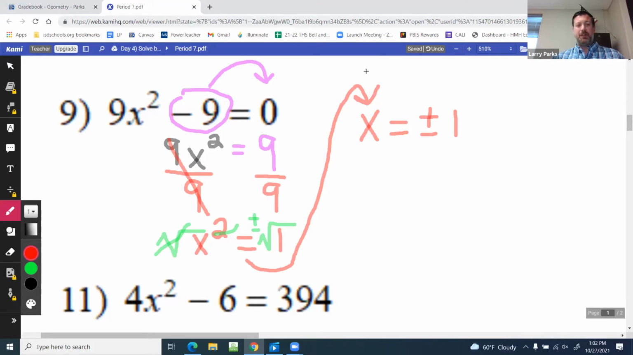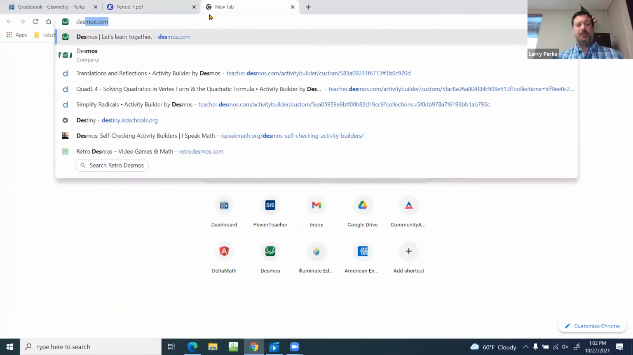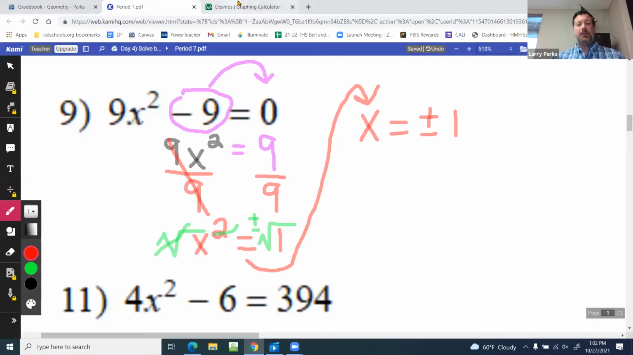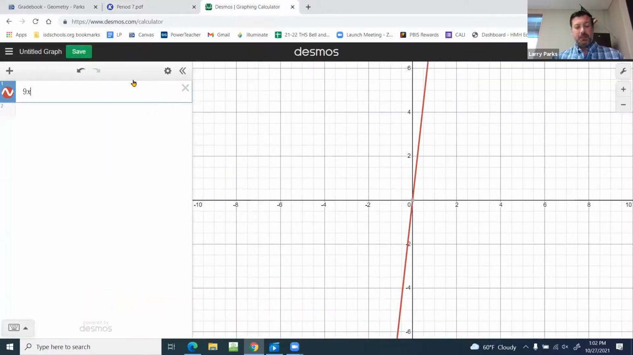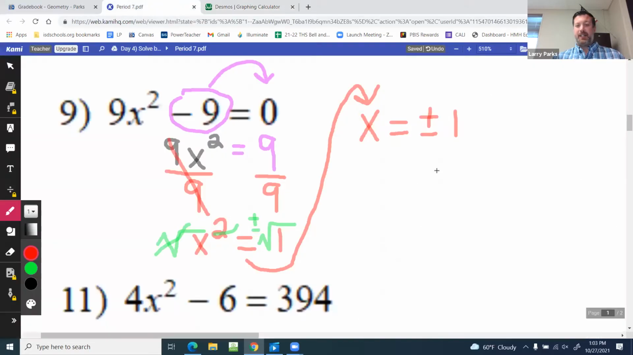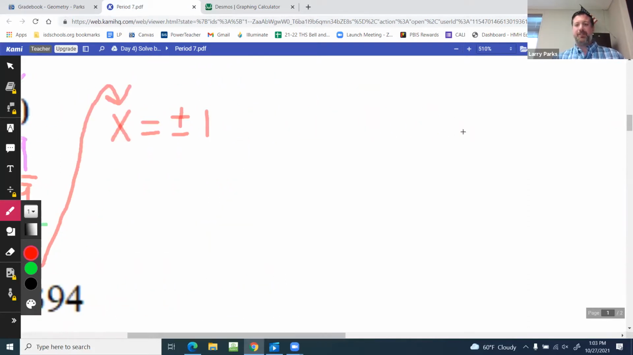I like to check my work. Let's go see. 9x squared minus 9 is 0. Looky there, -1 and 1. That's what I got, 1 and -1. This is the same thing. I know this is confusing for some kids, but plus or minus 1 is the same thing as saying x is 1 and x is -1. It's just like a shortcut method.